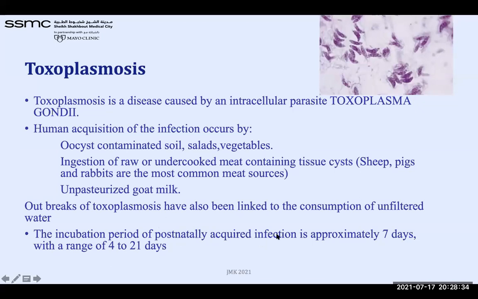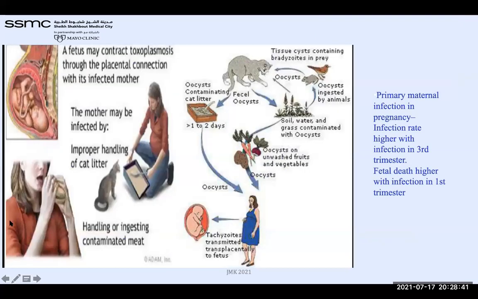The incubation period is approximately 7 days, and the range is about 4 to 21 days. So this is just the life cycle of Toxoplasma, that it goes from the feline to some animals, and undercooked meat, undercooked vegetables, and the oocysts go to the mother, and so on and so forth.